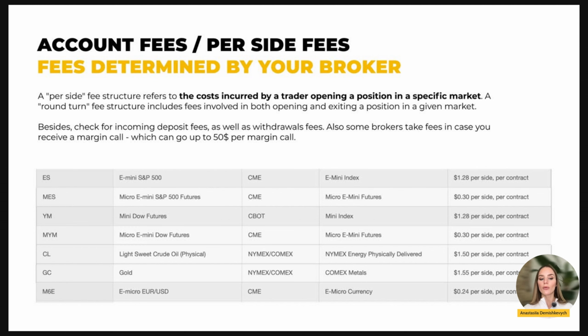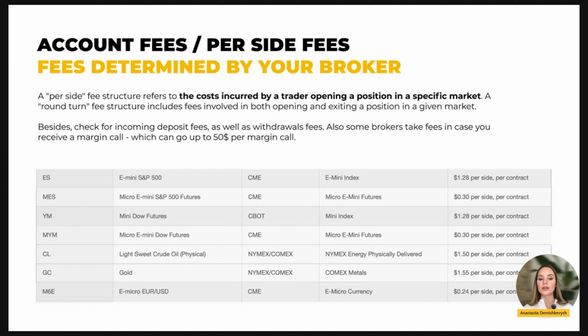Here is an example of fees which are actually determined by your broker. It's called a per side fee and refers to the cost paid by a trader opening a position in a specific market. A round turn fee structure includes fees involved in both opening and exiting the position in the given market. In simple words, you'll pay this fee per contract execution, no matter if it's for entering or exiting your trade.